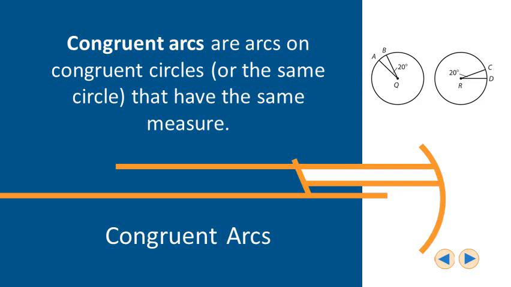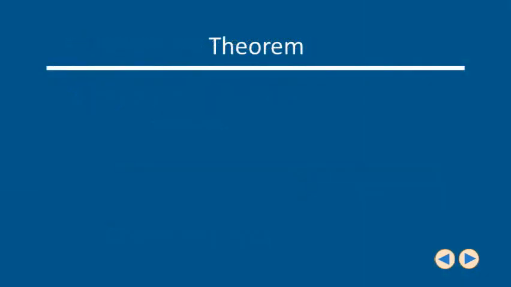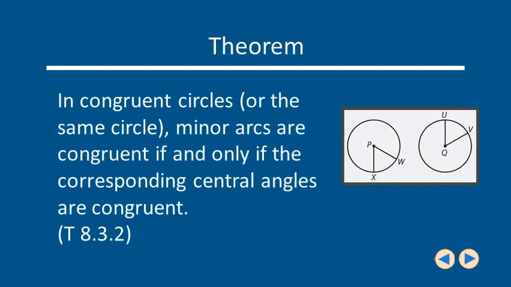So we're on page 363. And that leads us to a theorem. Again, make sure that you pause and read through these theorems several times. In congruent circles, or the same circle, minor arcs are congruent if and only if the corresponding central angles are congruent. Minor arcs are congruent if and only if the corresponding central angles are congruent. So pause and repeat that a couple of times. First of all, what kind of a statement is this?